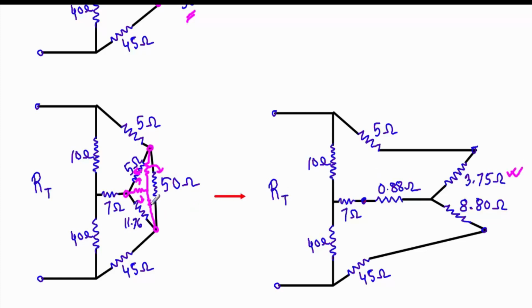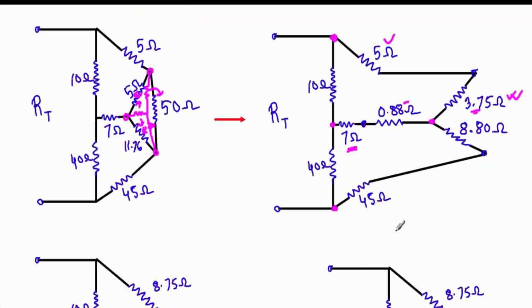After that I will calculate this resistance. The two adjacent resistances are 11.76 and 50 ohm. That means 11.76 into 50 divided by the sum of 5 plus 50 plus 11.76, so it will be equal to 8.80 ohm. Now with respect to these terminals, this 5 ohm and this 3.75 ohm are in series. This 7 ohm and this 0.88 ohm are in series, and this 8.80 and this 45 are in series. Therefore I can reduce these six resistances into three resistances.